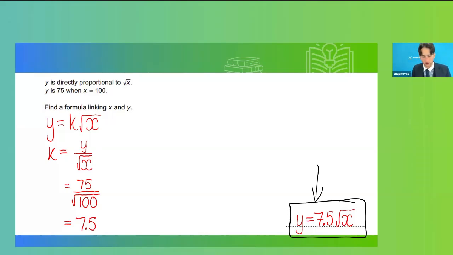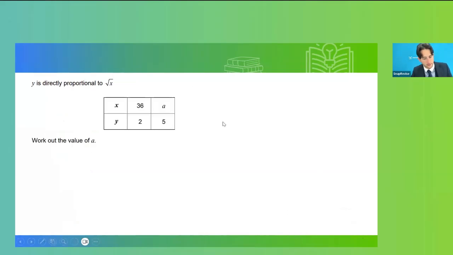Now let's have a little look. So here's another one. And again, this is actually the same question, but it looks slightly different, but it's actually exactly the same. So this time they've done it almost as a little table of values, and they've given you a pair that work. So y is proportional to root x.